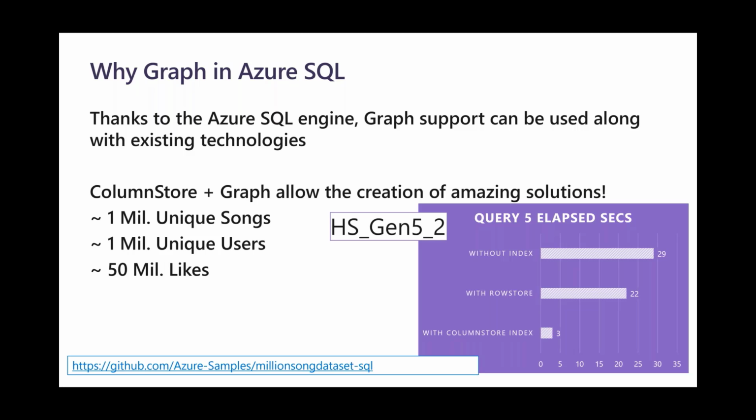A very commonly used demo dataset for graph is called the Million Song Dataset. It's 1 million unique songs, 1 million unique users, and 50 million likes. If you try to represent this kind of dataset in a relational table, doing hierarchical queries becomes inefficient very quickly. I'll show you how easy it is to do that in a graph database in SQL.